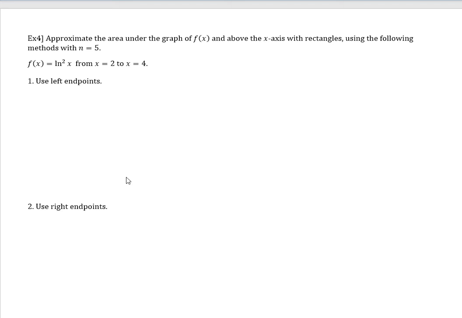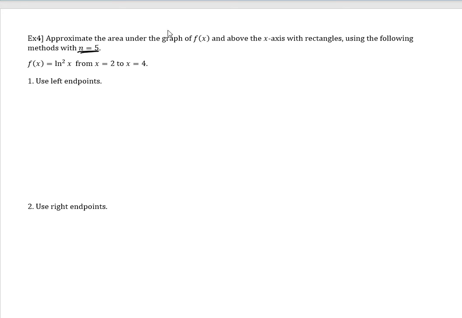Hi everyone, welcome to our video on using Riemann sums to help us approximate the area under the graph or curve of an f of x function. They give us this setup where we have f of x equals the natural log squared of x from x equals 2 to x equals 4 with n equals 5.